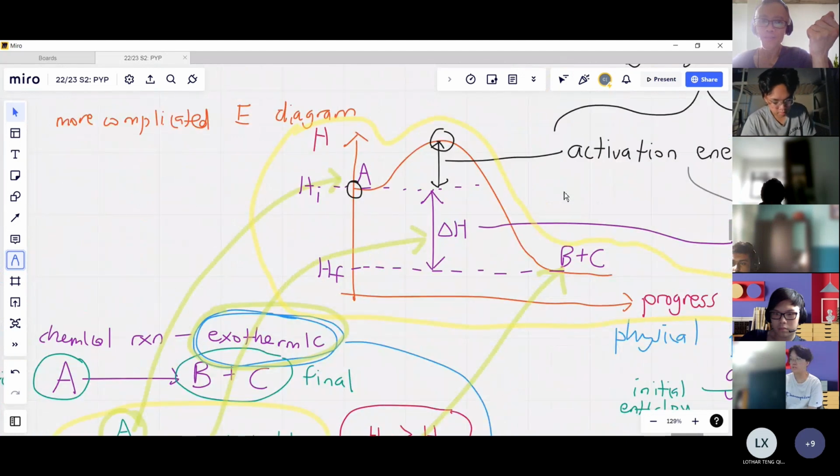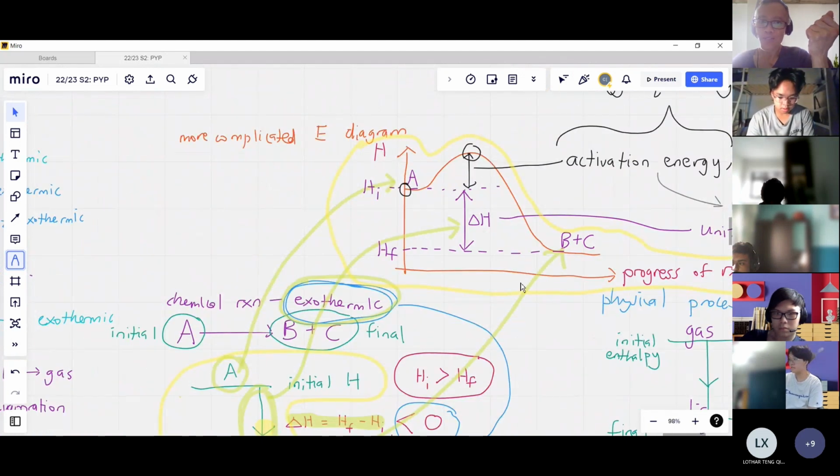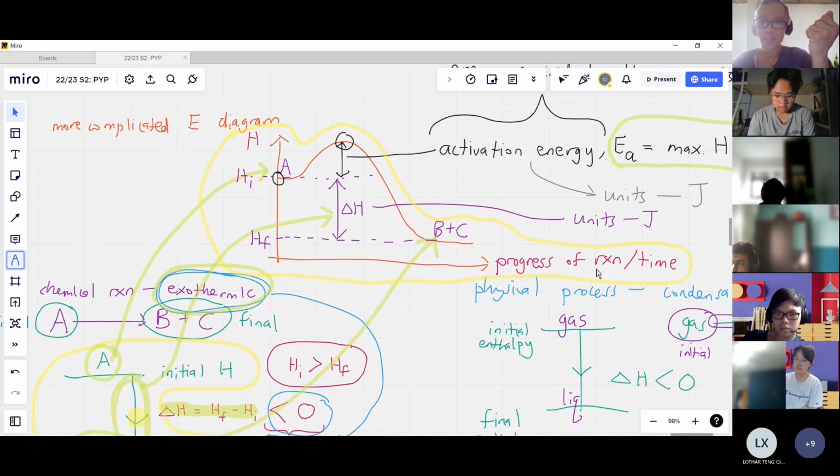This is the full version. Make sure you have the y-axis labeled, x-axis labeled, and the pattern follows this curve here. Make sure you label delta H between the initial and final. Make sure you label activation energy, which is right here.